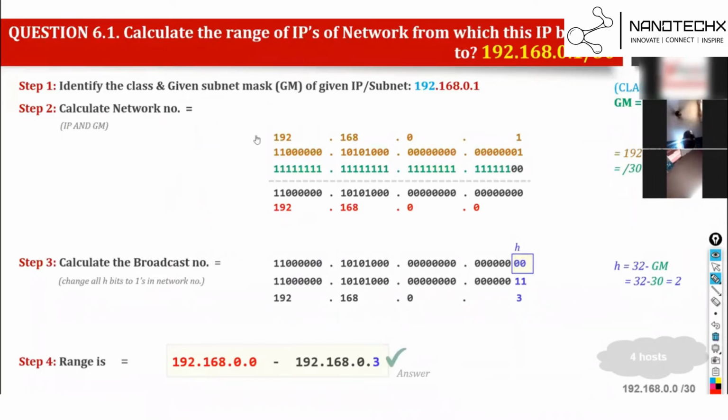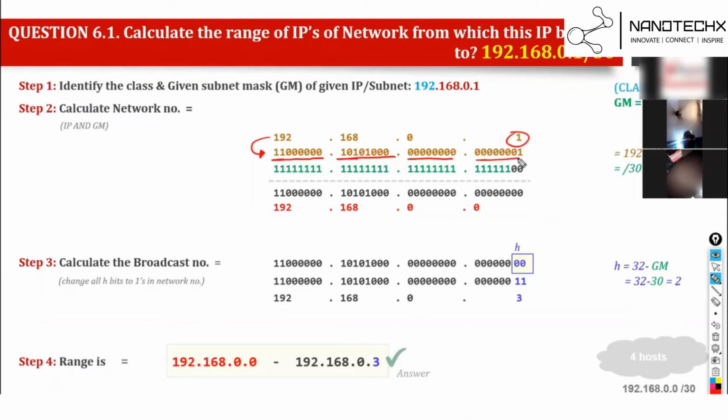So we write the IP address in here. What is the IP address which they have given us? 192.168.0.1. So the IP address is written in here. We convert it into binary. So you can see why we learned the conversion from decimal to binary, because we are using it here. 192 in binary is 11000000, 168 in binary is 10101000, and then we convert 0 and 1 to binary as well.